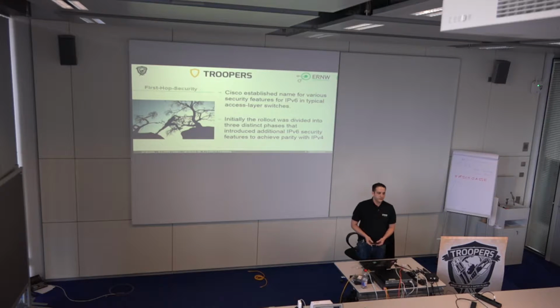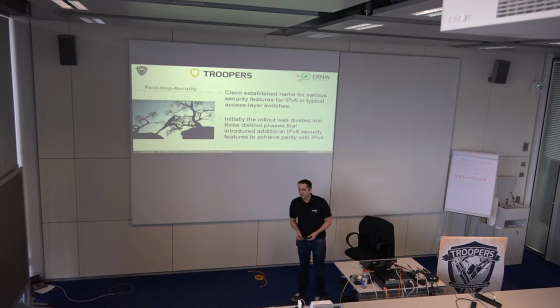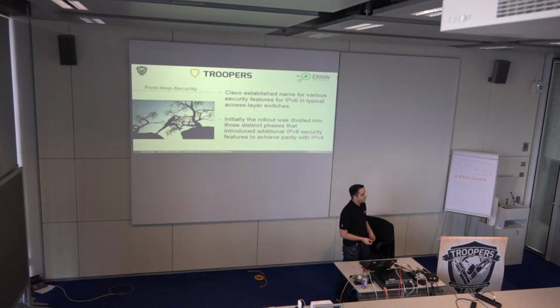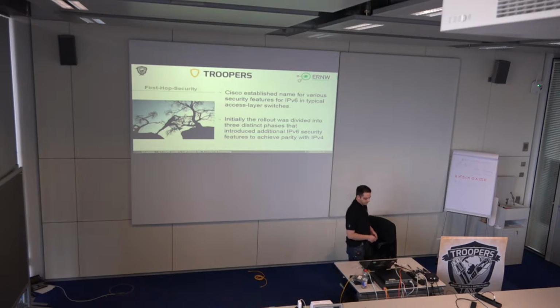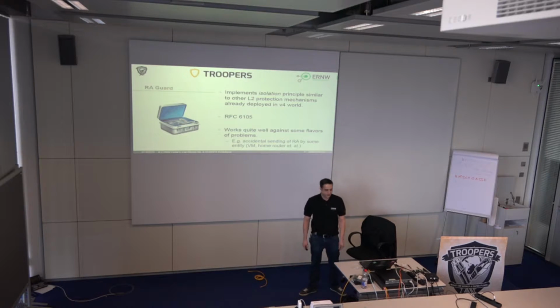introduction. First hop security is, at least from my point of view, a Cisco-established name for various security features in the context of IPv6 found in typical access layer switches. It was initially rolled out in 3 distinct phases on the Cisco side. It's a little bit different on the HP side. HP, as far as I know, isn't calling these features first hop security features, but as everybody knows what first hop security means, I will just name them first hop security features.